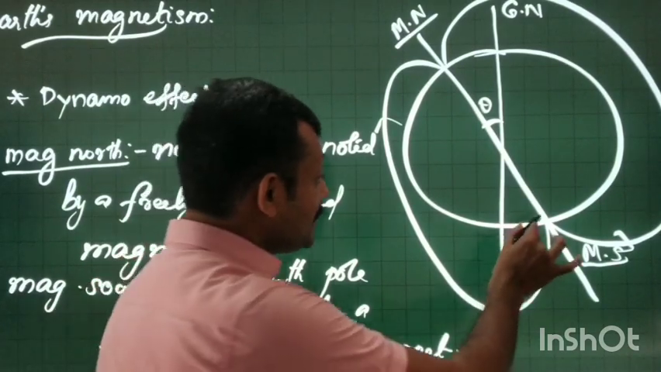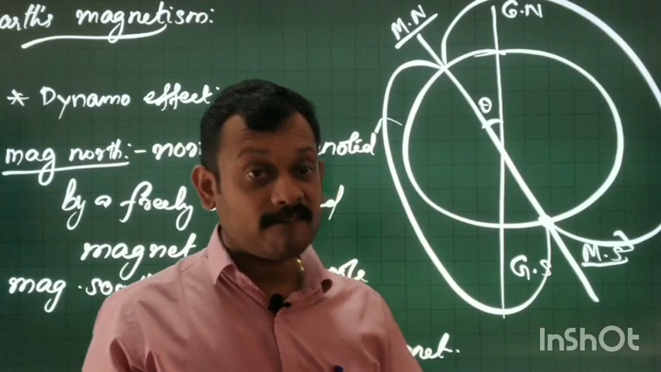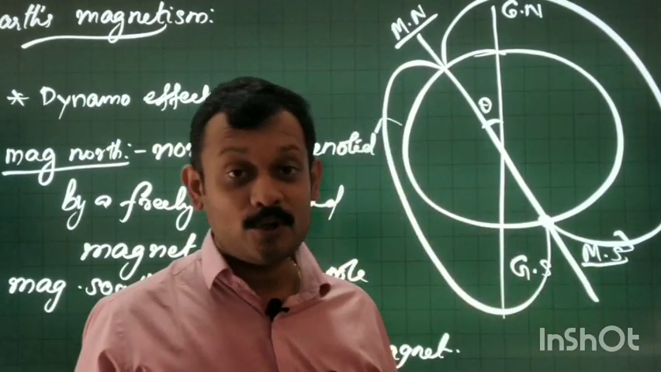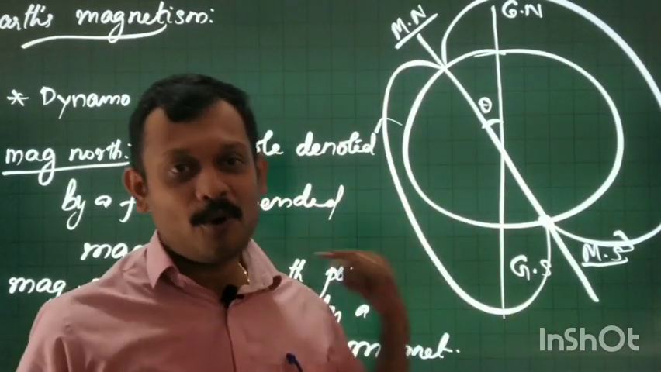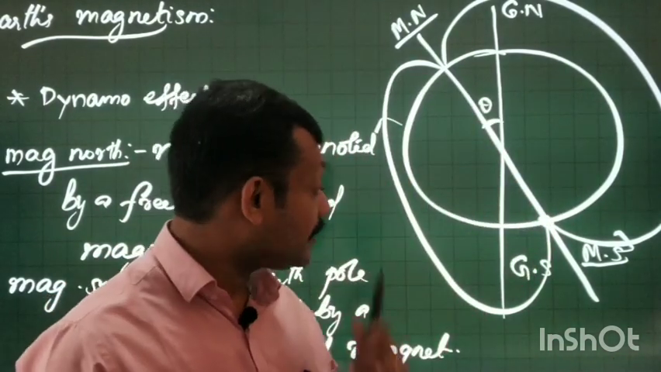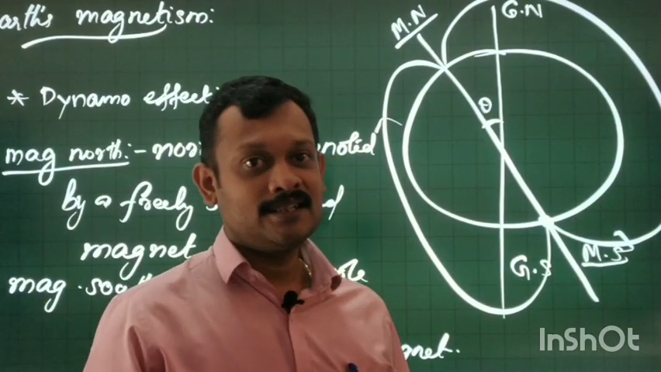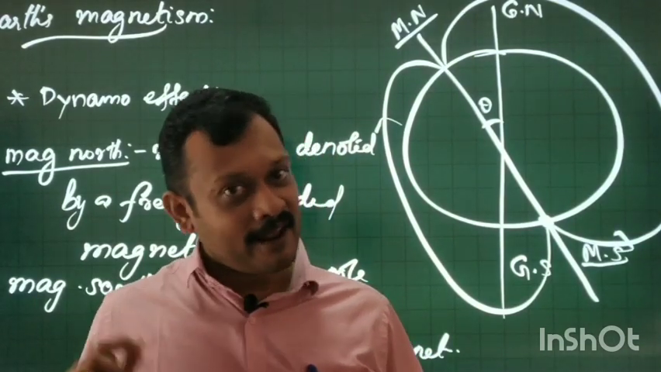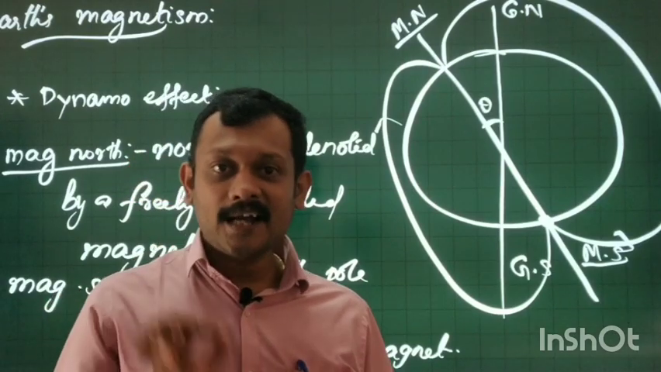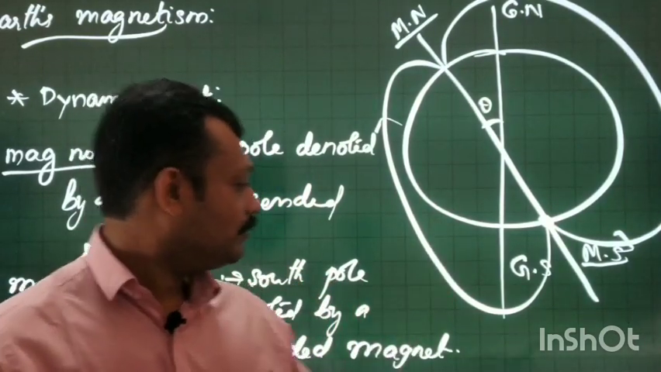And please understand that the magnetic field lines outside the Earth are from magnetic south pole to magnetic north pole. This is the first idea to understand. I repeat that sentence once more. Outside Earth, the magnetic field lines are directed from the magnetic south pole to the magnetic north pole.